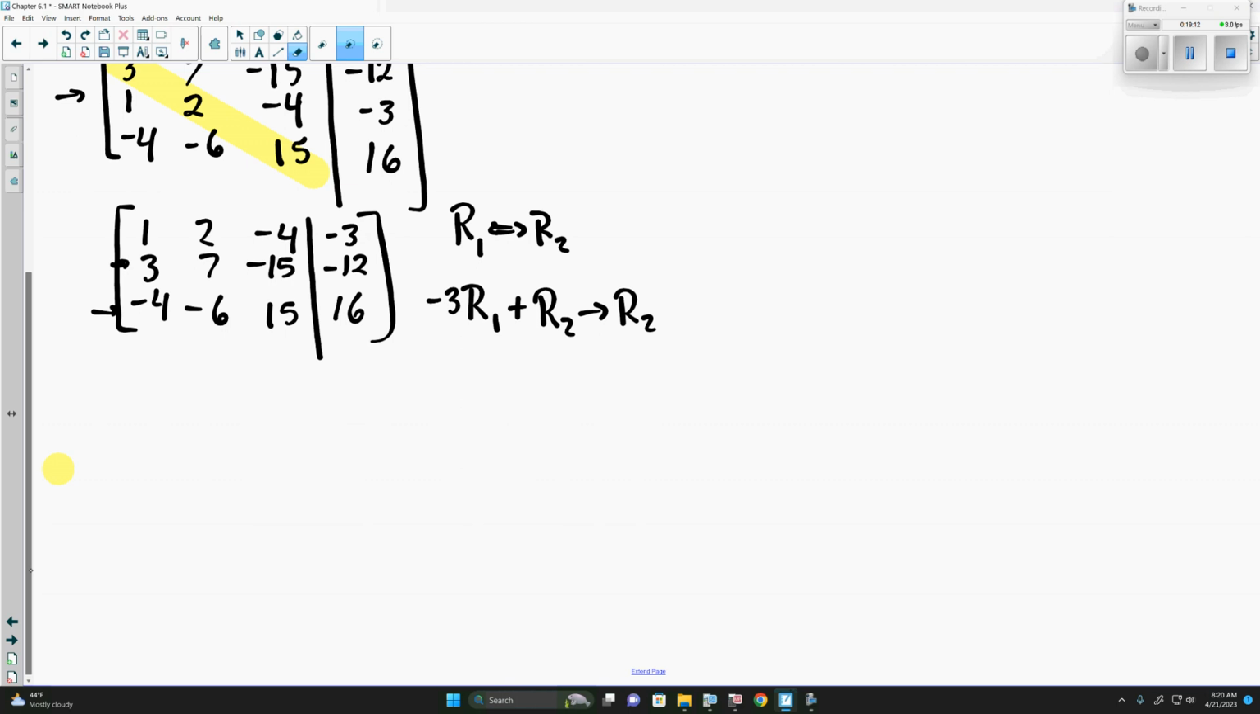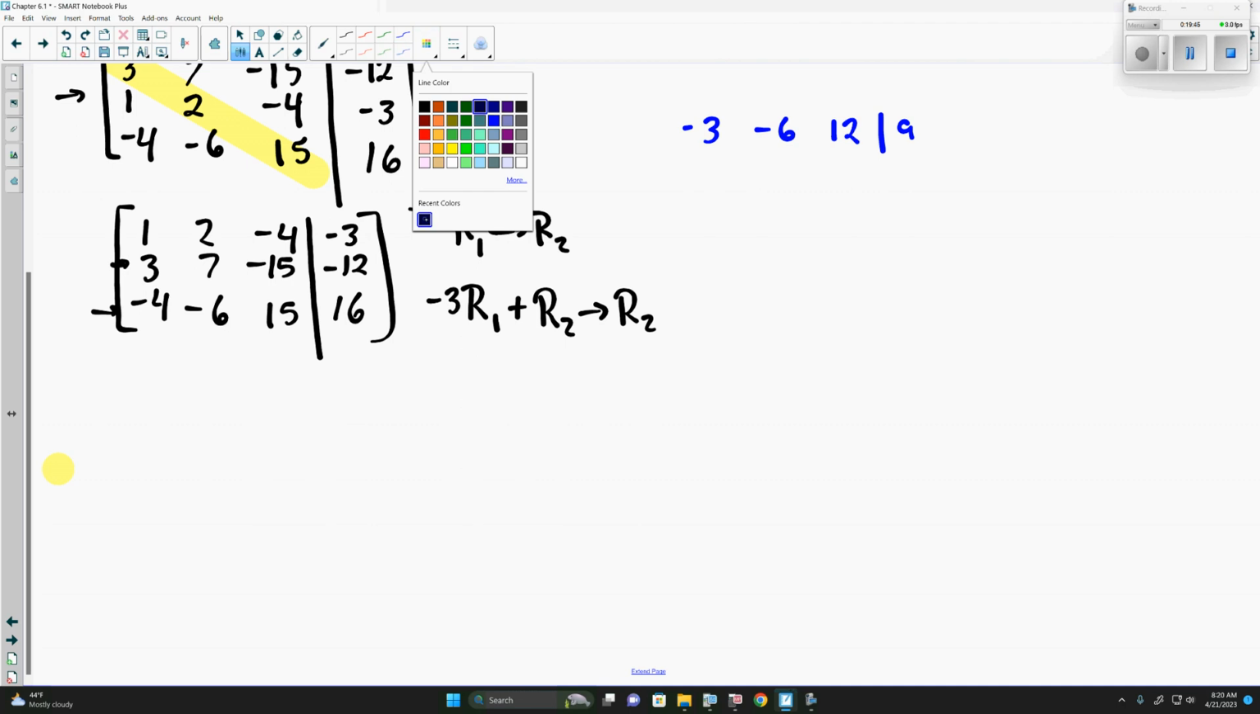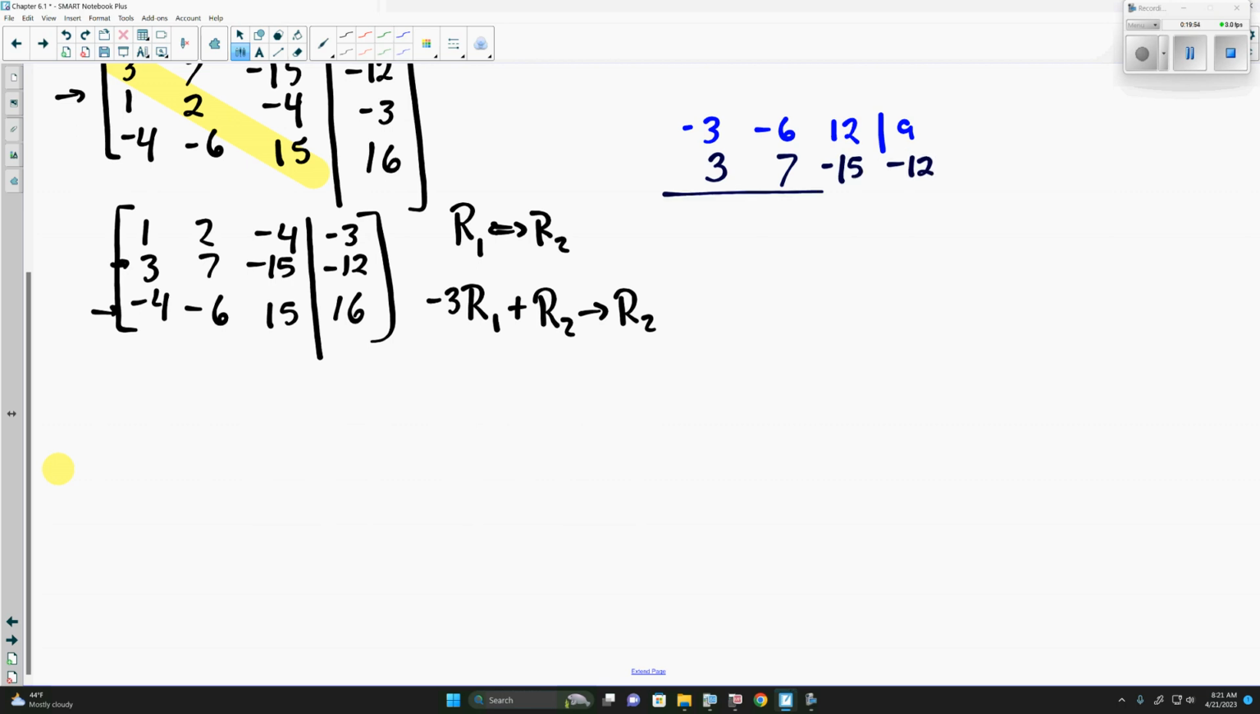So what we're going to do now is multiply row 1 by negative 3 and then add it to row 2. We can do this off to the side as scratch work. If I multiply row 1 by negative 3, we'd have negative 3, negative 6, 12, and then 9, because we multiply each of the numbers in row 1 by negative 3. And we're going to add it to row 2. Row 2 is our 3, 7, negative 15, and negative 12.